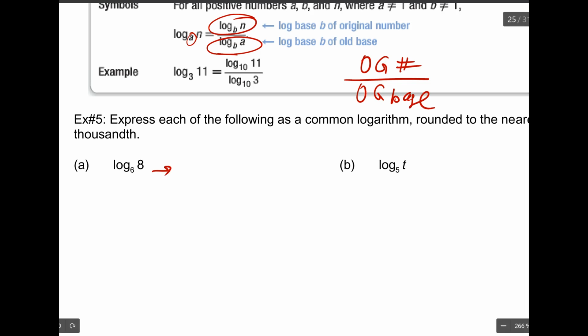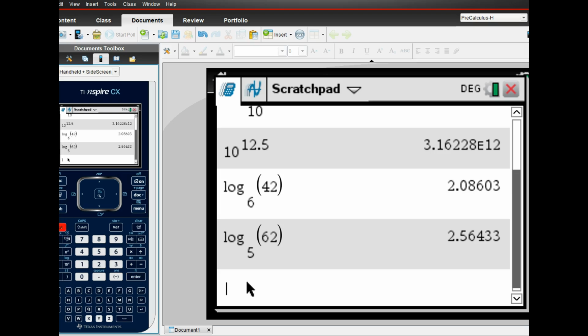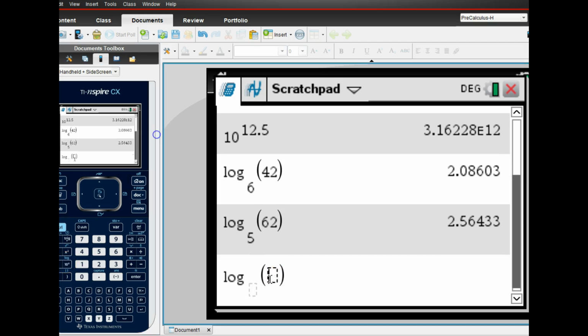So remember, it's log of the original number. So the original number is 8, over log of the original base. The original base is 6. If I don't write the base here, what does it mean? 10. Okay. So if you put this in your calculator, log 8 over log 6. Because secretly the base is 10 here. In our calculator we have to write log base 10. So control log. So I want 8 divided by.